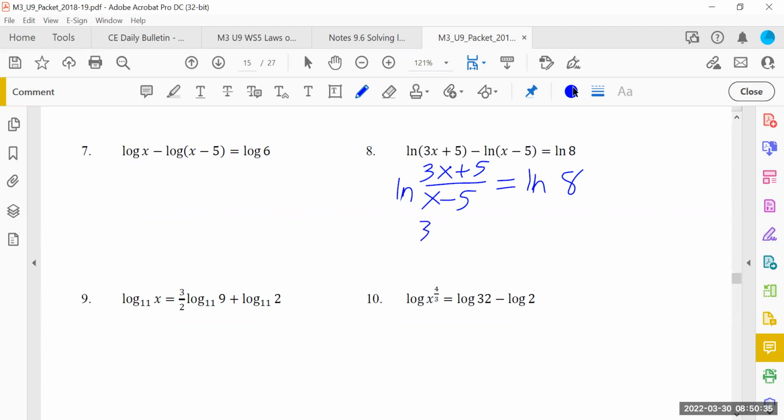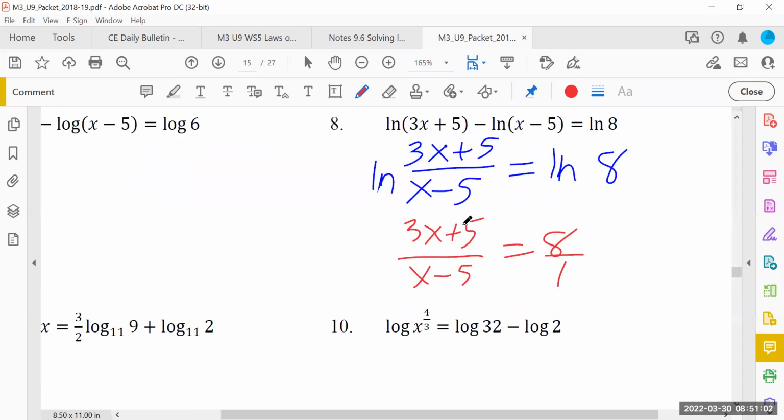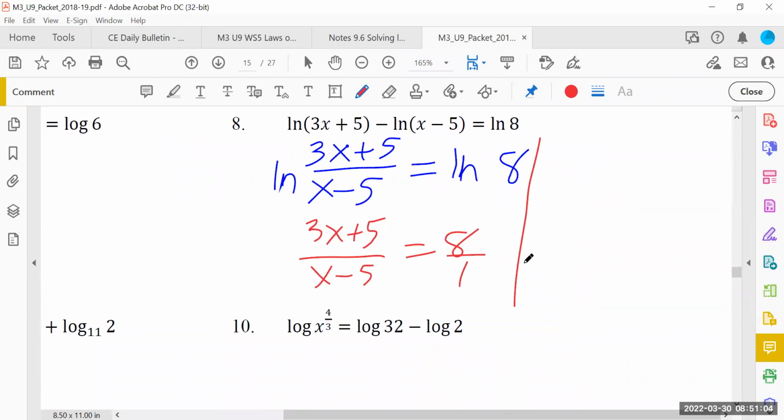Let me use a different color here to keep track of the different steps. 3x plus 5 divided by x minus 5 equals 8. How am I going to solve this now, though? It's very much like one of the ones we did in the homework or in the notes. How would I solve this, or what would be my next step? Yeah, so we could do 1 times 3x plus 5. So that would get me 3x plus 5 times 1, or just 3x plus 5, equals 8 times x minus 5.